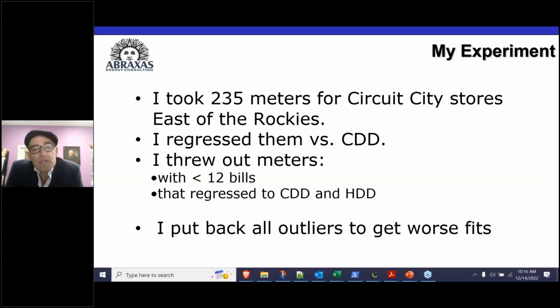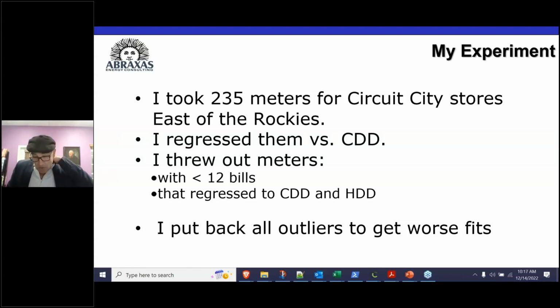And I did regressions on them versus cooling degree days. Now, some of them did it versus heating, or some heating and cooling. I threw out those ones. I wanted to keep it simple, so I just did cooling degree days. And if the meters didn't have 12 bills, I threw those out too. Just keep it simple, keep it uniform. I wanted normal data, let's say.